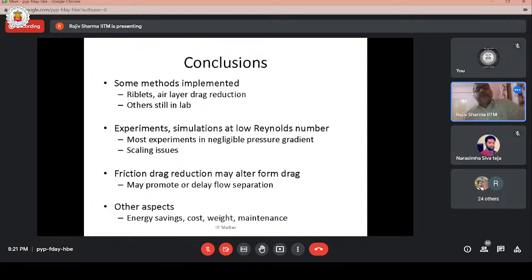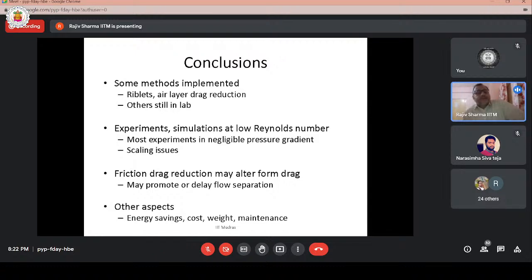Conclusions. As an engineer, you should know what has been done. Some methods have been implemented, riblets and air layer drag reduction, quite successfully. Others are still in the lab. Experiments and simulations have been reported extensively, primarily at low Reynolds number only. And most of the experiments are done with negligible pressure gradient.